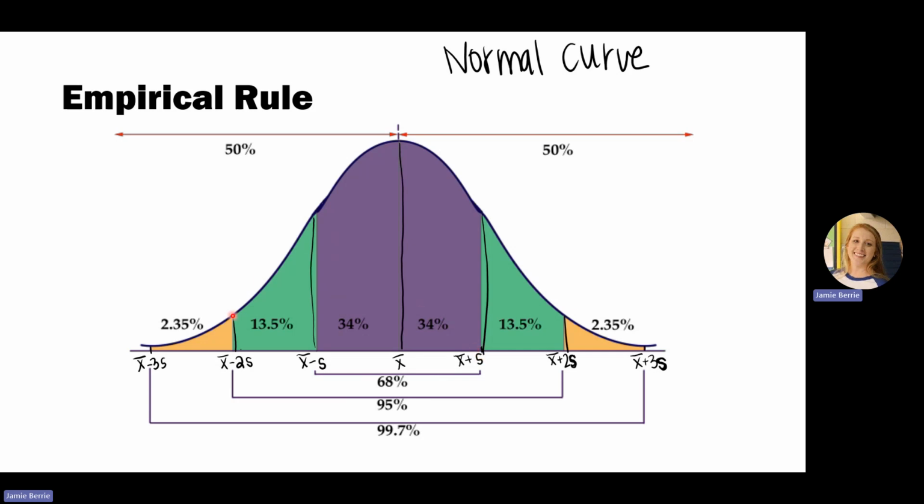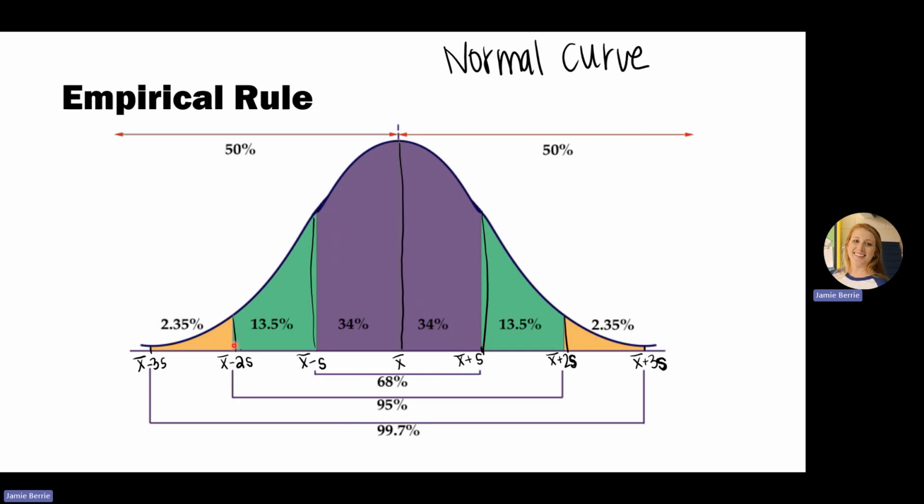If you go out another standard deviation, within 2 standard deviations we're expecting about 95% of the data points to be in between. All right, so this would be 13.5 plus 34 plus 34 plus 13.5. That adds to 95.